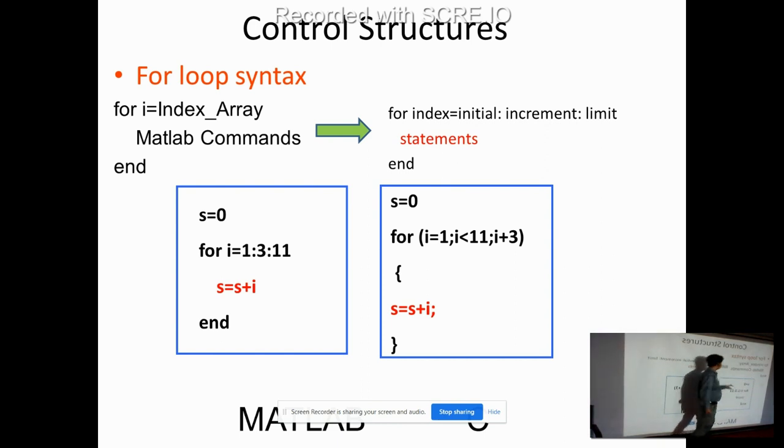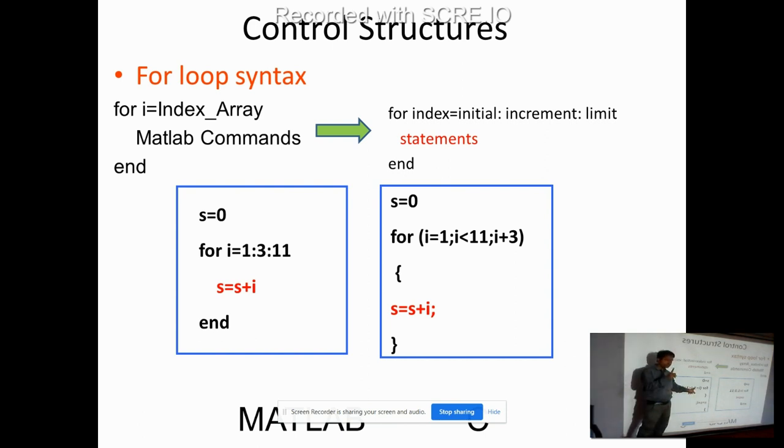For initial colon increment colon limit. This is the syntax in MATLAB. We won't use semicolons; we use colons. For index is equal to initial, increment, and then limit. The same thing. What is the meaning of this here?